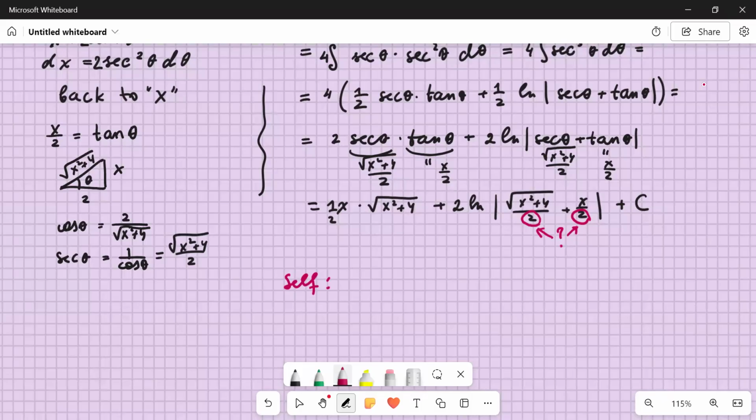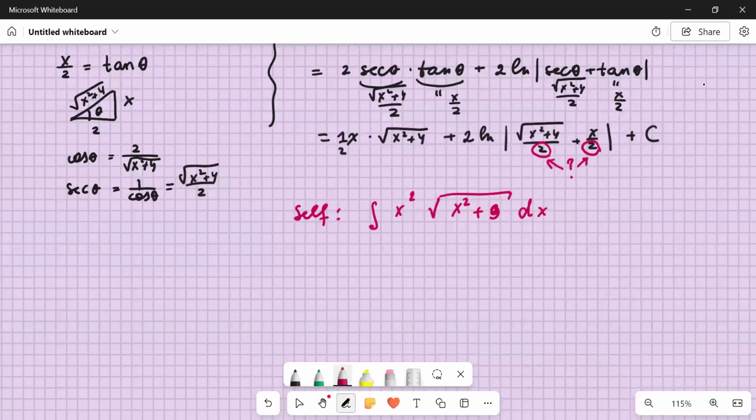Okay, so here is the self problem. Besides thinking about the question, integrate x squared square root of x squared plus 9 dx. So this is not g, this is 9. And we are going to move to our third example. Let me change the color. The marker was black. So example number 3.